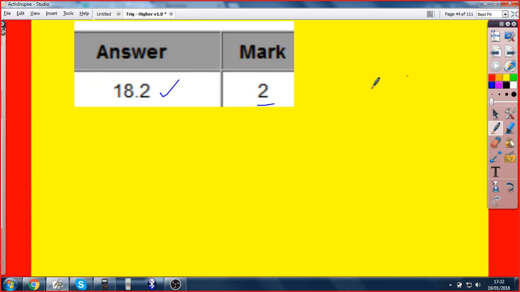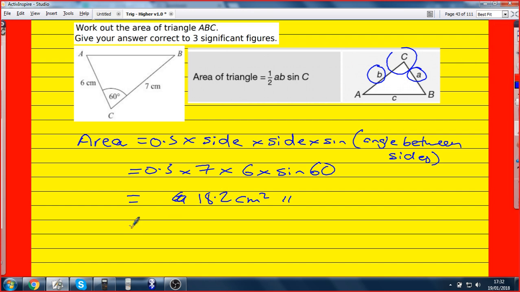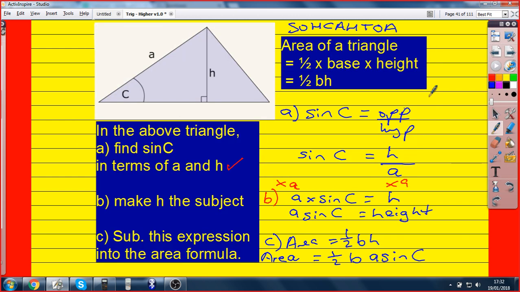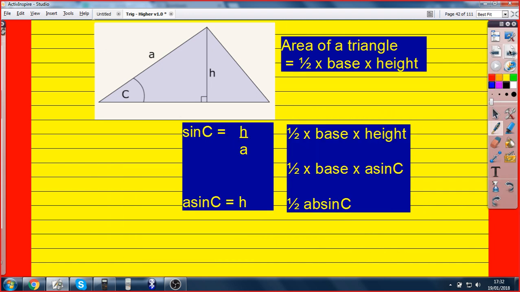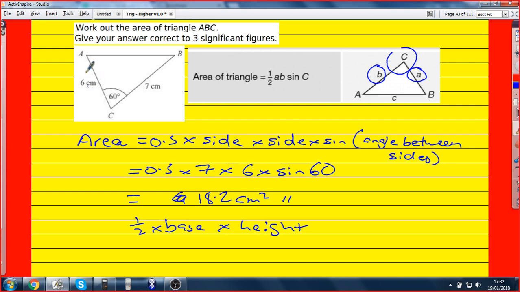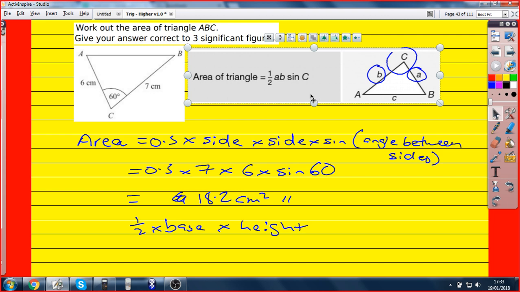So 18.2, 2 marks. And basically what it boils down to is area of a triangle is usually a half times base times height. In this triangle, we don't know what the height is. But in this one here, we proved that height is the same as A times sine C. Basically, a half times one side times any other side times sine angle between them. And that will work for getting the area of any triangle. Any questions there?